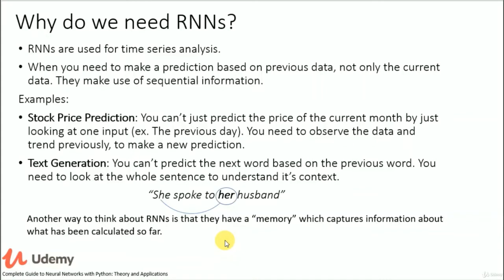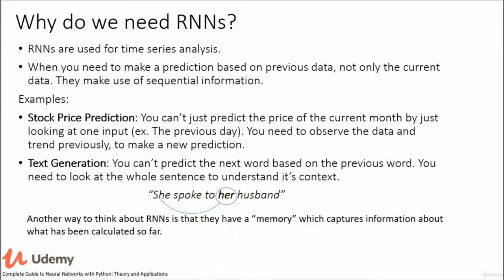then we make a prediction. Another example is text generation. Let's say we want to predict the word her. We have the sentence, she spoke to her husband, and we want to predict the word her. Our objective is to predict the next word based on the given current word. So we're going to give the network the word to, and we want it to predict her.